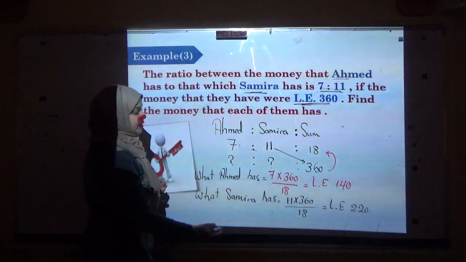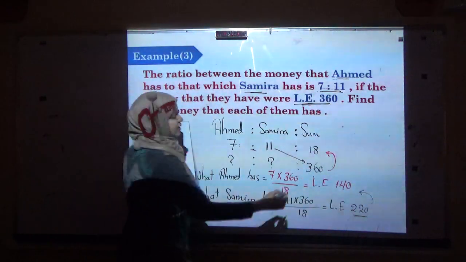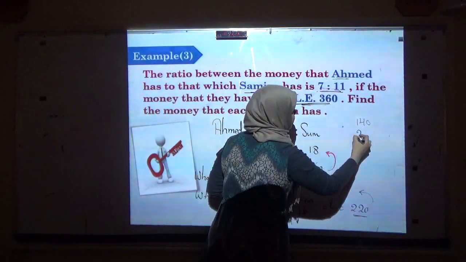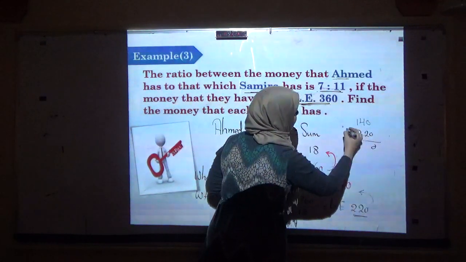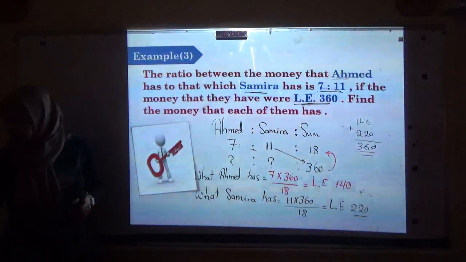And to check your answer, make sure that the sum of these two numbers equals 360. 140 plus 220 equal 360, the total amount that they have.